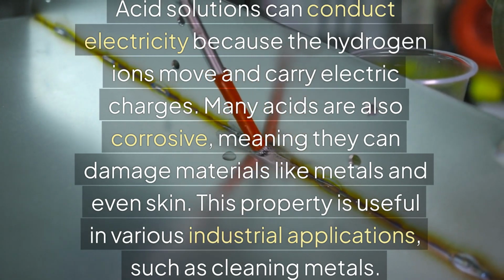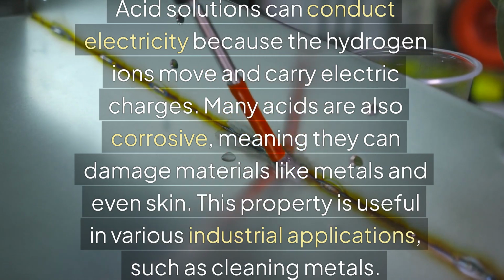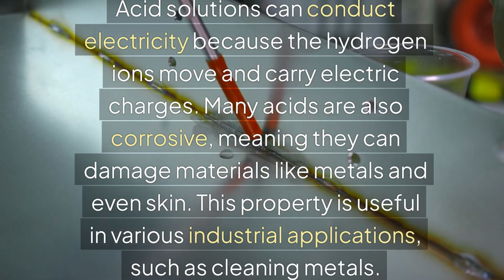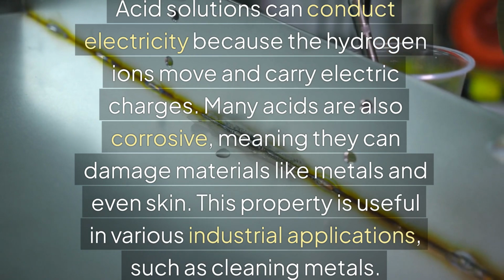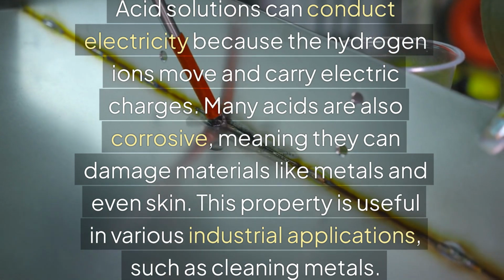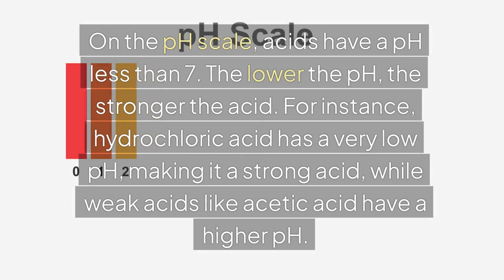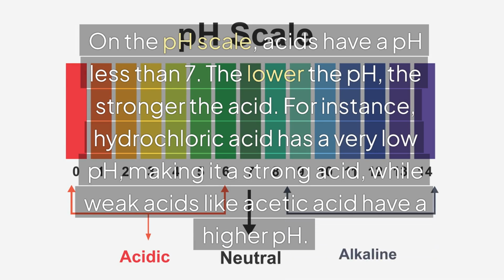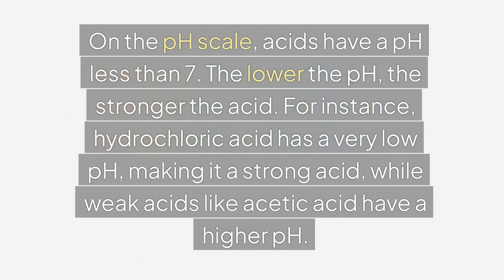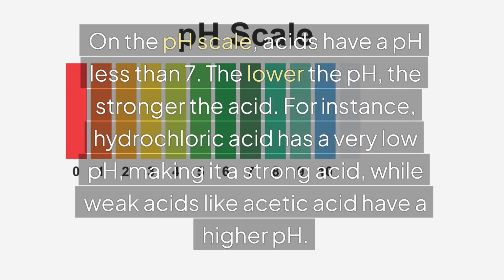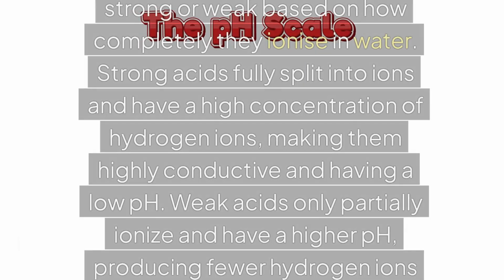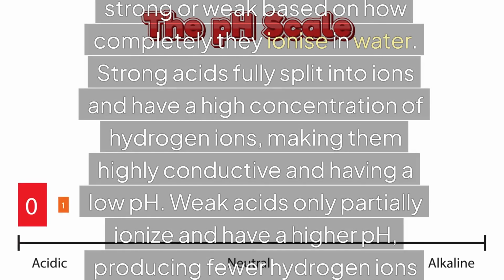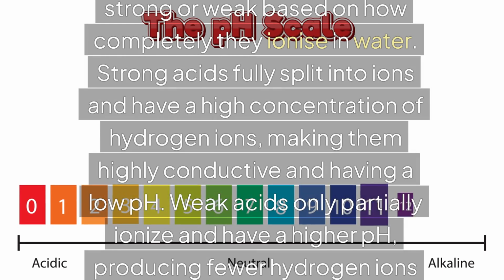Many acids are also corrosive, meaning they can damage materials like metals and even skin. This property is useful in various industrial applications, such as cleaning metals. On the pH scale, acids have a pH less than 7. The lower the pH, the stronger the acid. For instance, hydrochloric acid has a very low pH, making it a strong acid, while weak acids like acetic acid have a higher pH. Acids can be categorized as strong or weak based on how completely they ionize in water.